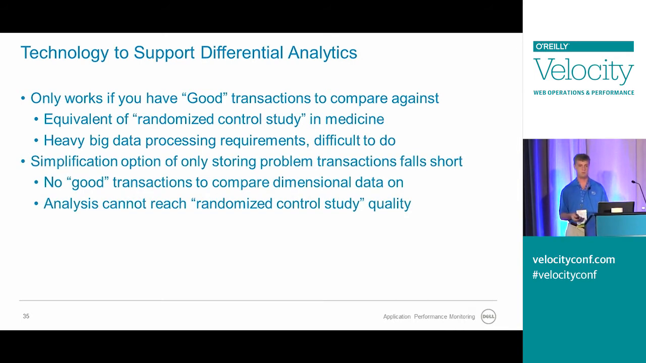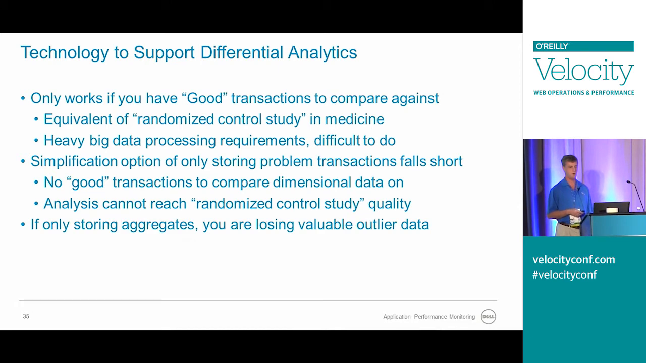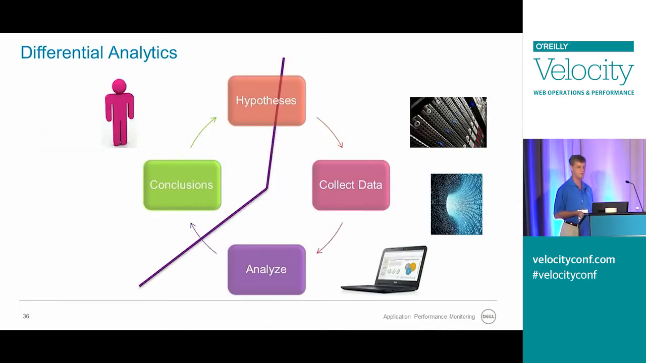The simplification option we talked about early on is like, well, if it went fast, do we need to store it? Maybe we can just save some room. That doesn't work here because you don't have it to compare against. You need the good transactions to be able to compare against. Otherwise, you don't reach that randomized control study quality. If you're only storing the aggregates, you're losing valuable outlier data.